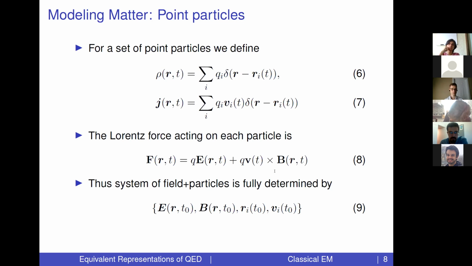And knowing Maxwell's equations and knowing the Lorentz force, we then have, for our system of electromagnetic fields and particles, all that we need to know in order to fully determine its dynamical evolution. So if you know at the time t0 the electric field configuration, the magnetic field configuration, the initial position of the particles and the initial velocity of the particles, then we can determine how the system of particles and field is going to evolve.